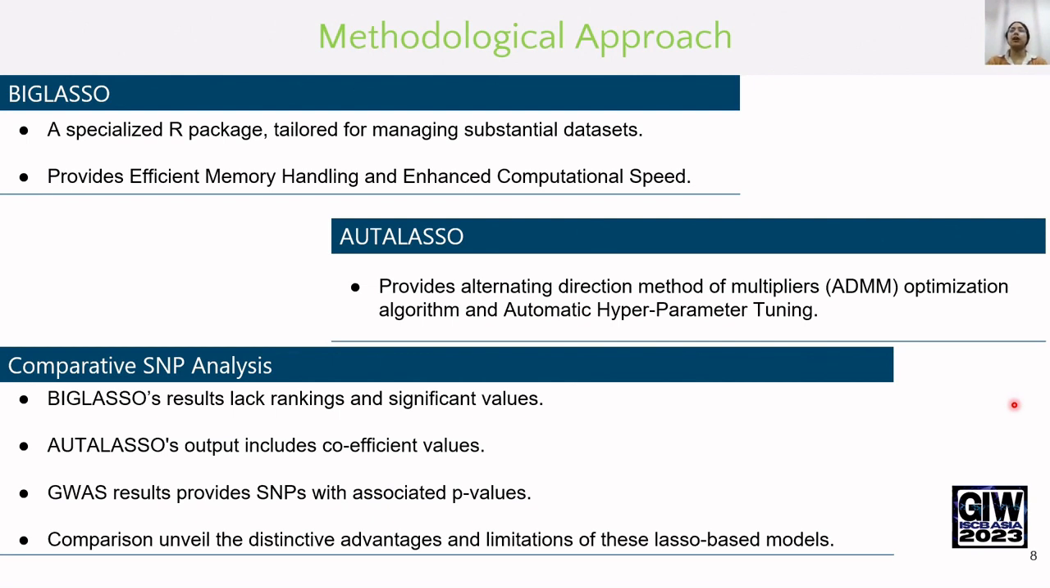Output of Big Lasso and Iota Lasso are lists of SNPs. The results of Big Lasso do not have rankings or significant values. The results of Iota Lasso come with coefficient values that can be used as the significance. GWAS typically provides SNPs with the associated p-values indicating the significance. To validate and test the usability of Big Lasso and Iota Lasso methods, we assess the performance of these methods on the 80 poly-DB dataset and compared them with Blink.